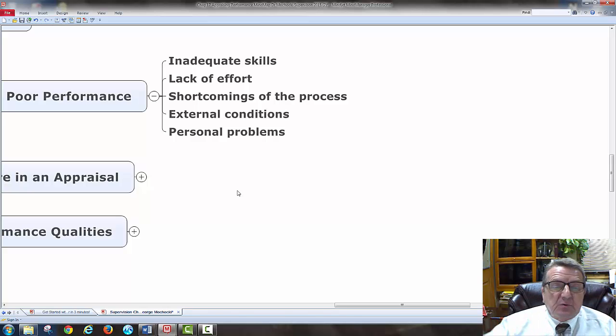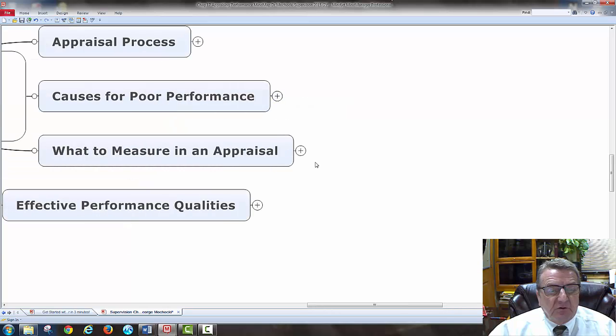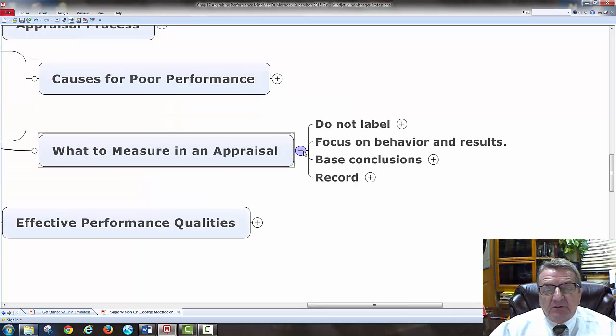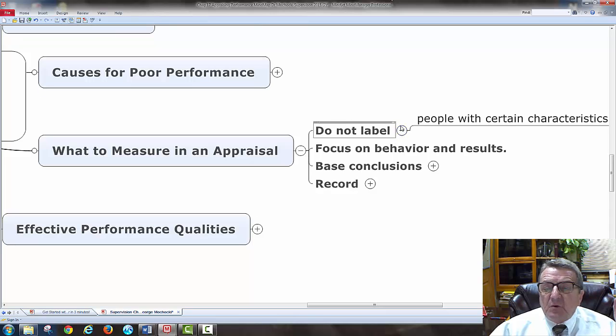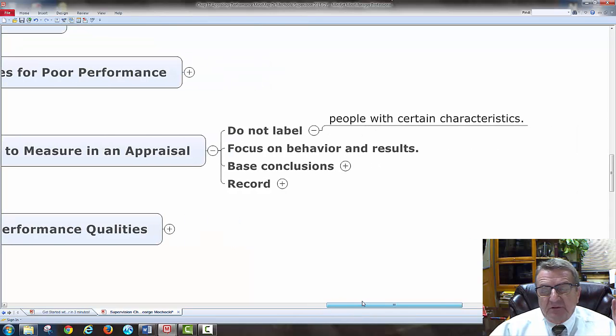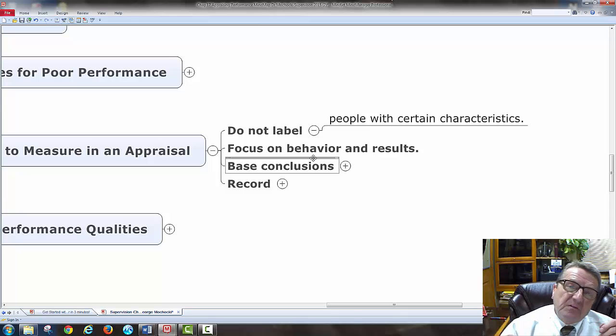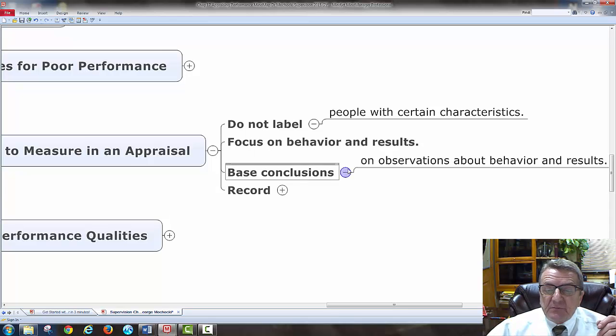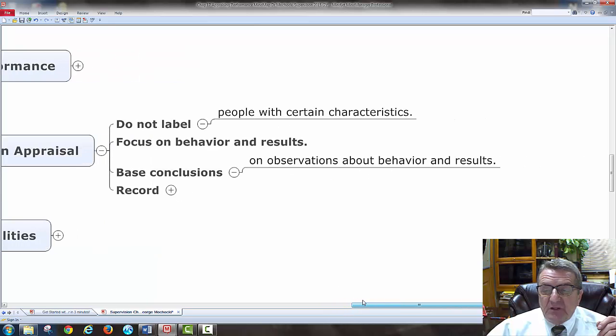External conditions and personal problems. There's a lot of things that will affect the individual. What to measure in an appraisal. Do not label people with certain characteristics. I want to focus on the behavior and the results. Base conclusions on observations about the behavior and the results.